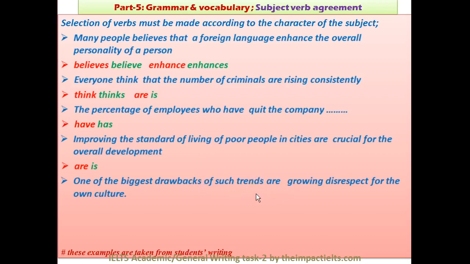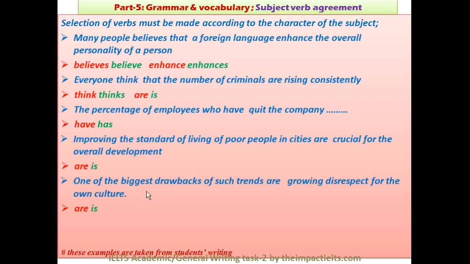So you have time, see if you can get the answer. If you have got the answer, let me check. See, no "are", it should be "is". The reason is, one of the biggest drawbacks, there are many, but I'm talking about one of them. So one of the drawbacks. So "one" is the subject, that's the subject, one of. So it should be "is".